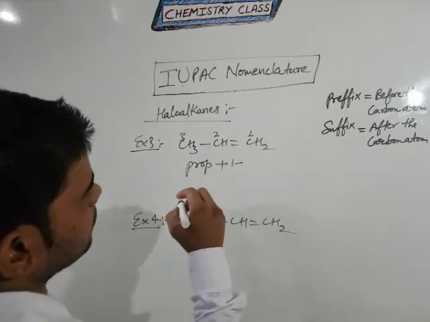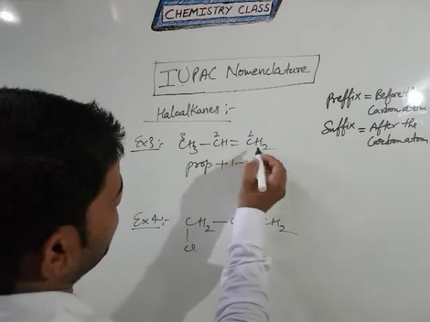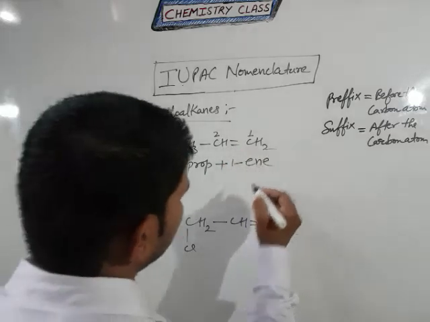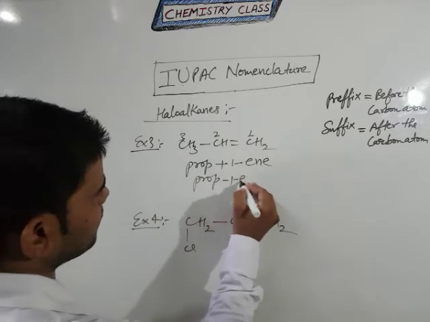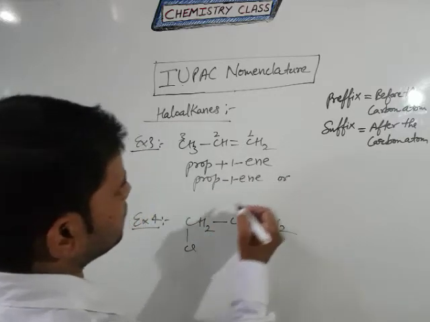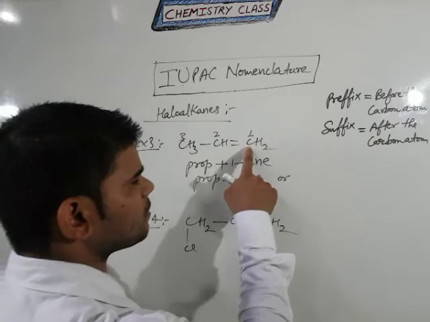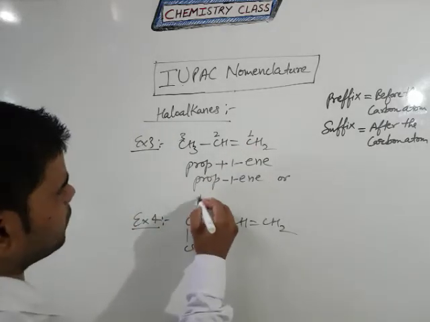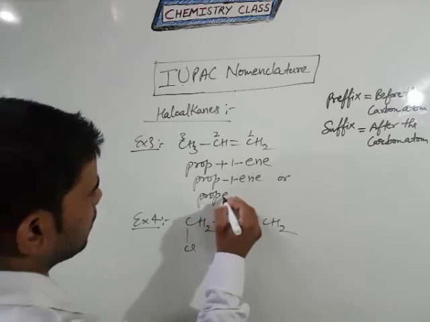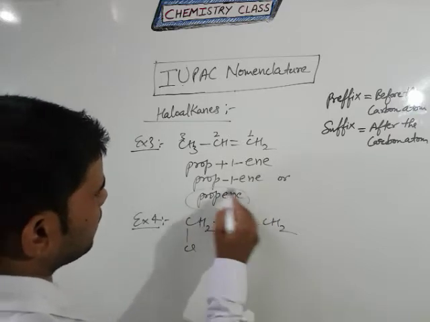1, and for the double bond the suffix is -ene. So you can write prop-1-ene for the first position. If the first carbon has the double bond, you can remove the position number and directly write the name propene.